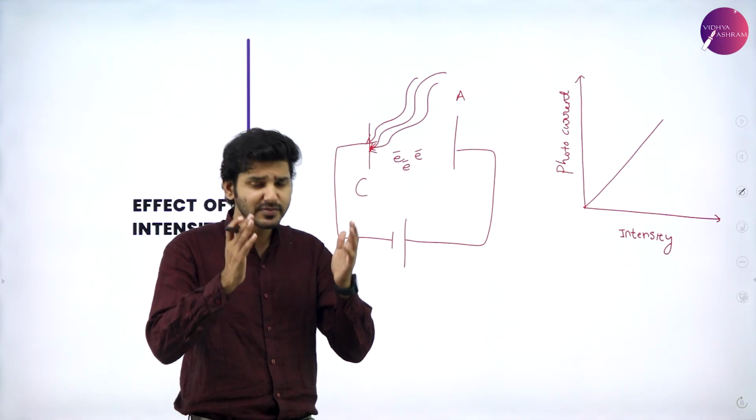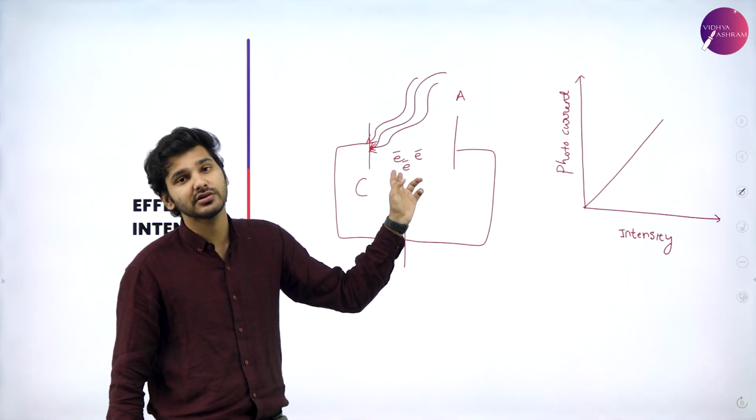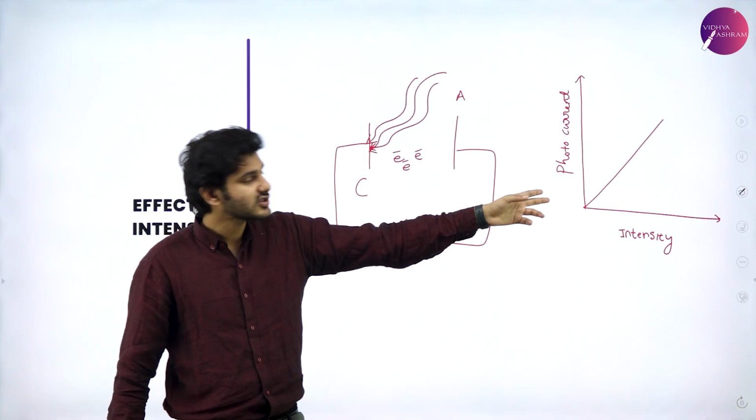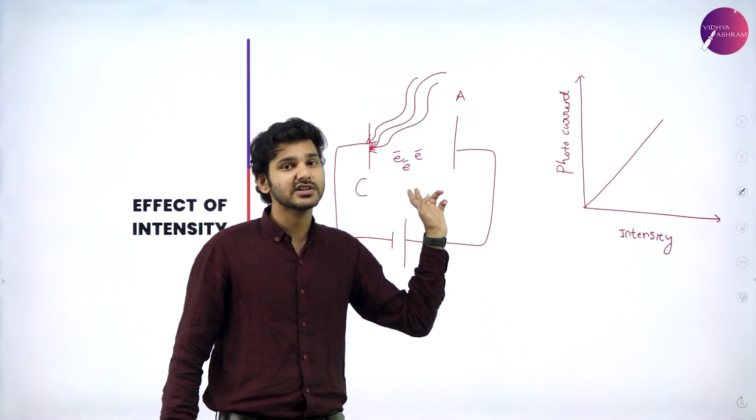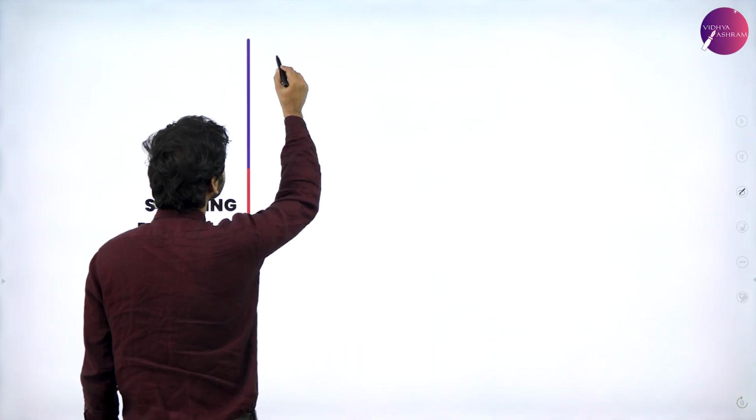So again, just remember it like this. Photocurrent means that more electrons are produced, hence more current. So intensity means more electrons are emitted, hence more photocurrent is produced. So they are directly proportional to each other.